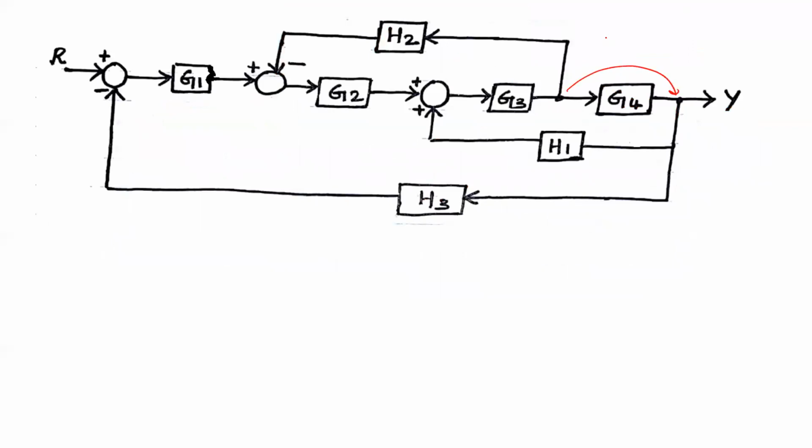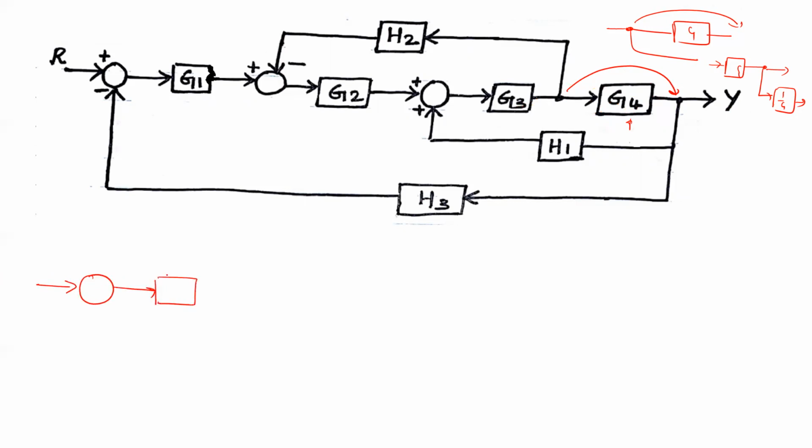Now when we shift a takeoff point from a point before the block to a point after the block, we have to divide with the given block. As you can see, we are shifting this around G4. So we will draw this block diagram. Let us draw it.